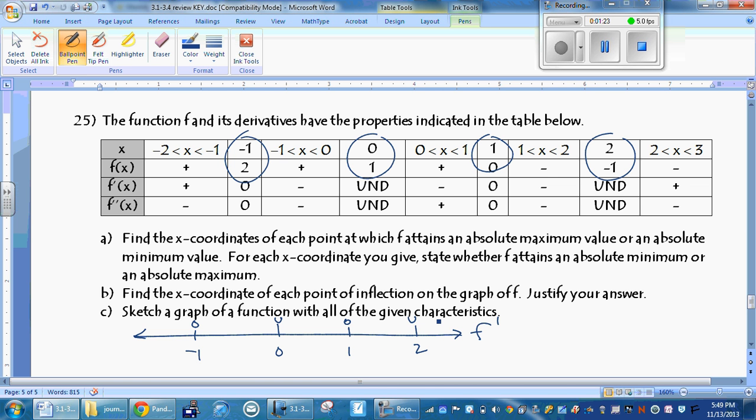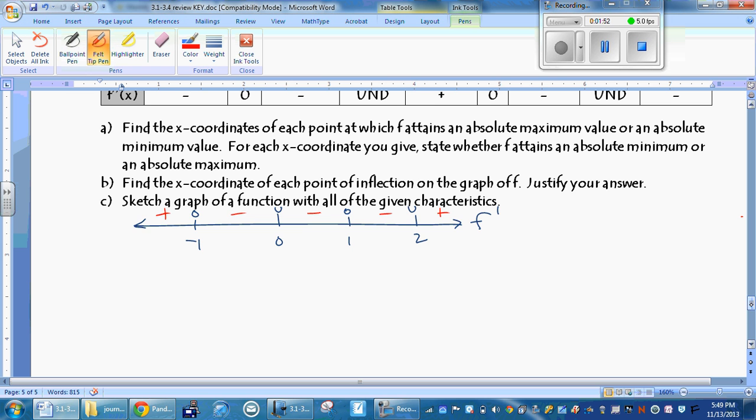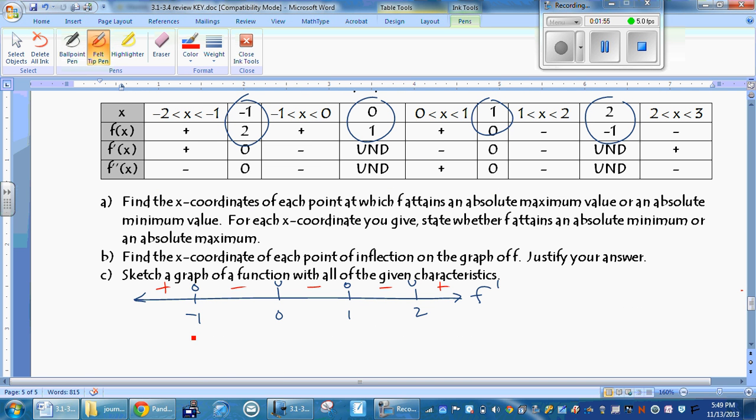So we have our critical values. These are all where the derivative is 0 or undefined. So these are critical values. That's where we could have local mins or local maxes. Now we want to look at what happens to the derivative in between these values. So the derivative is positive from -2 to -1. So it's going to be positive in here. Then negative, negative, negative, and positive. So from this, we can figure out that we're going to have a local maximum at x equals -1 and a local minimum at x equals 2.